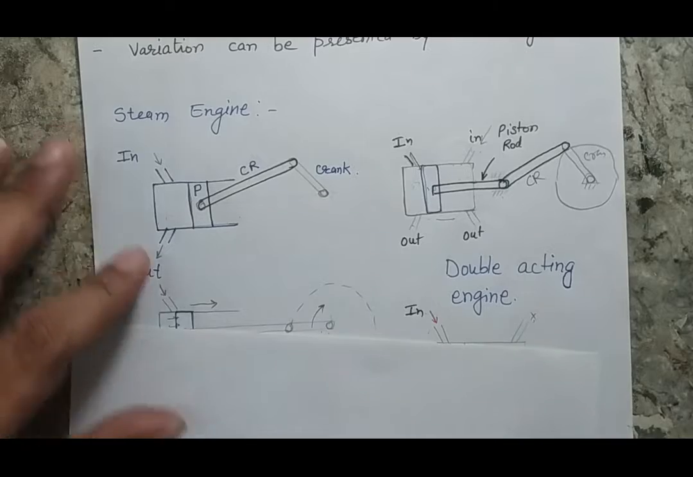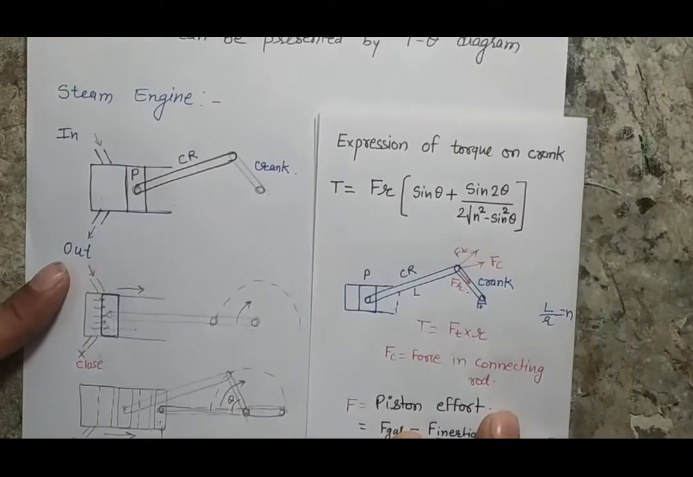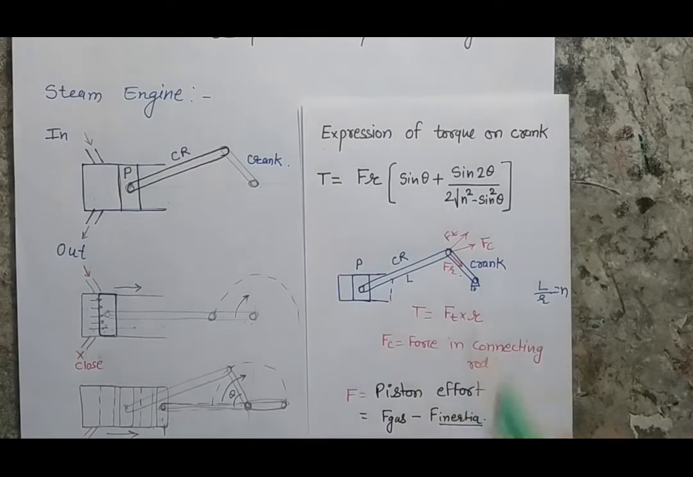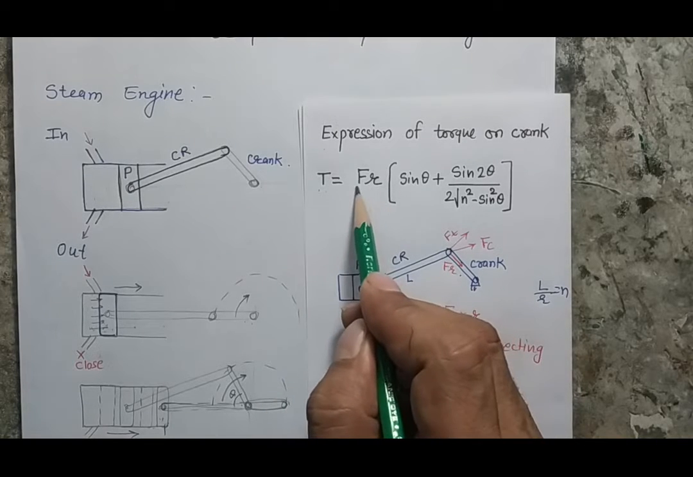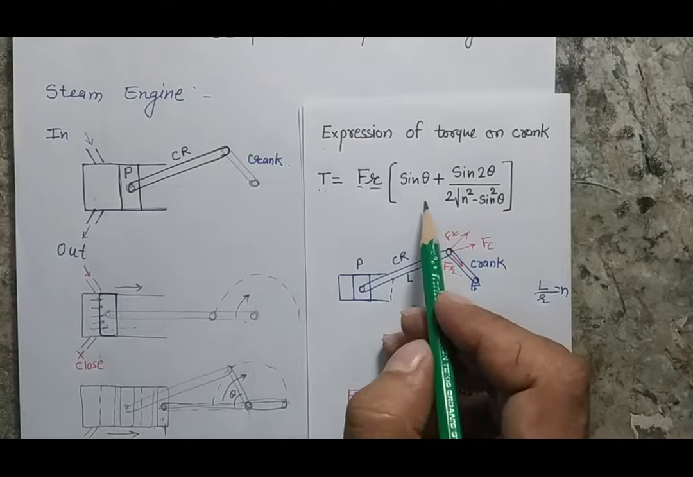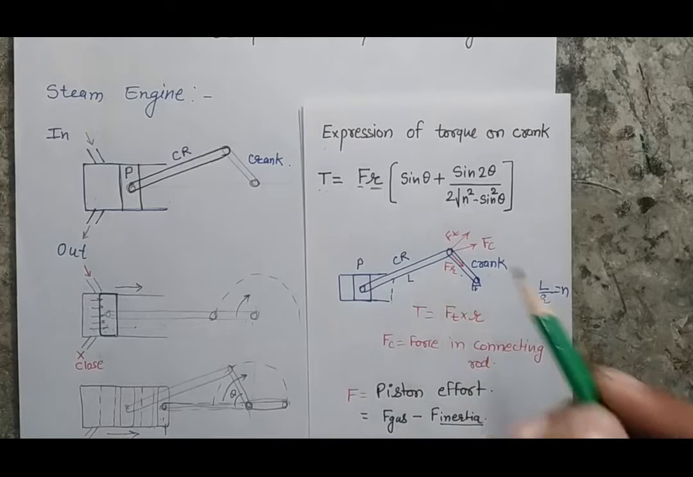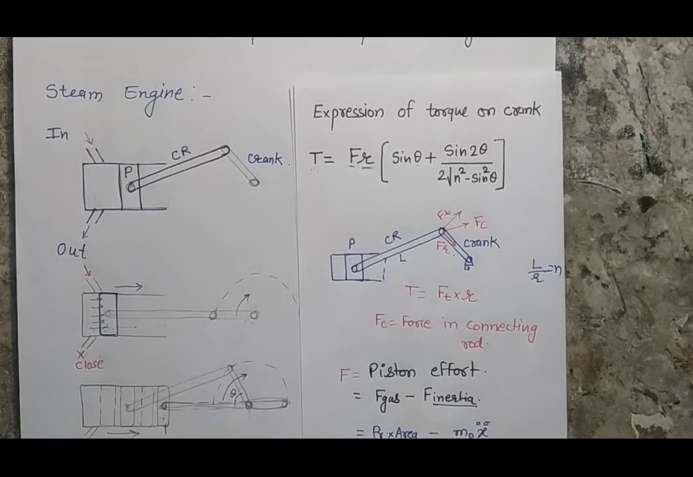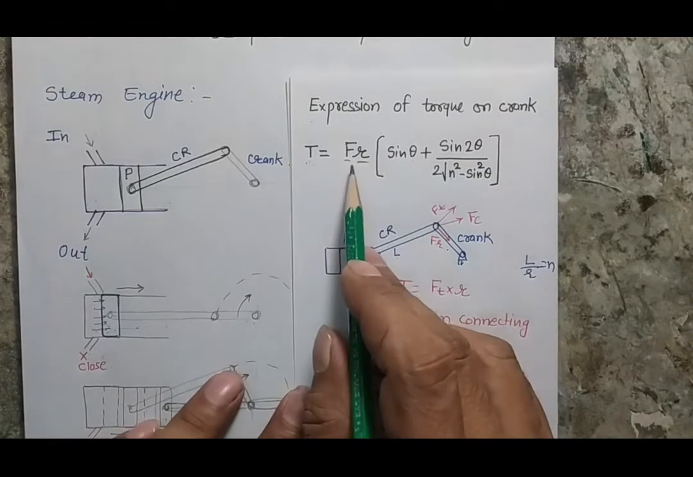Now if I am interested to make the turning moment diagram of a single acting steam engine, to understand the turning moment diagram, here I am representing the expression of the torque on the crank. The torque on the crank can be represented by this formula, where F is the piston effort, R is the length of the crank, theta is the angular rotation of my crank, and n is the ratio of the length of the connecting rod to the crank. How I have developed this formula, we have already covered in our lecture when we discussed the forces on the engine components. Here I am just giving an idea of how this formula is developed.